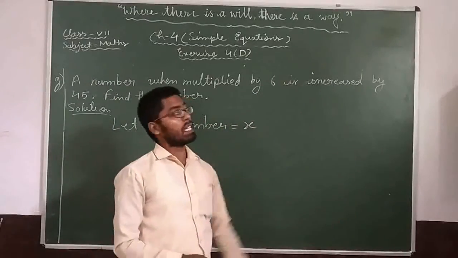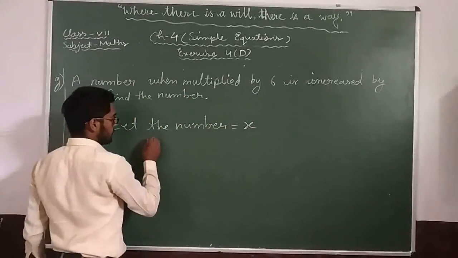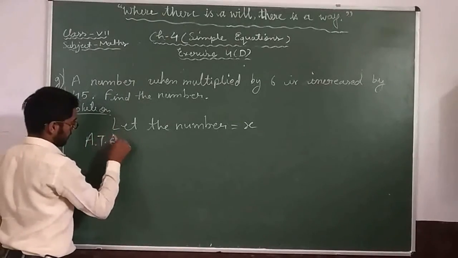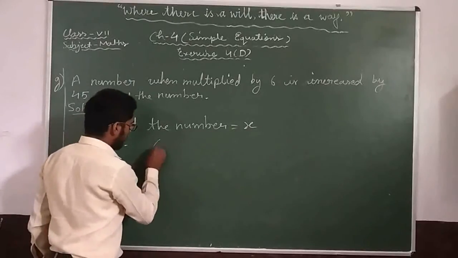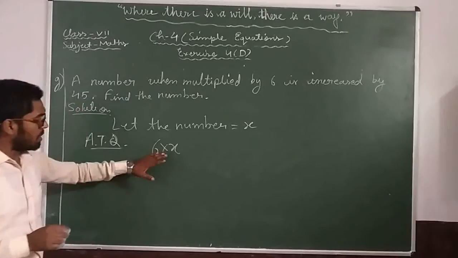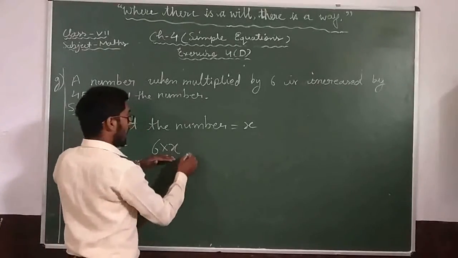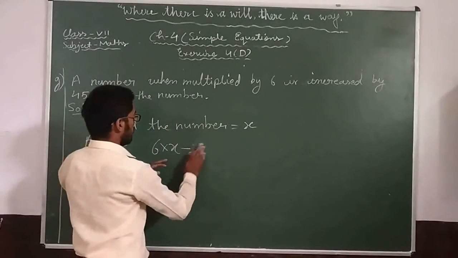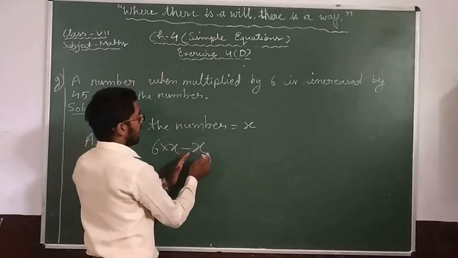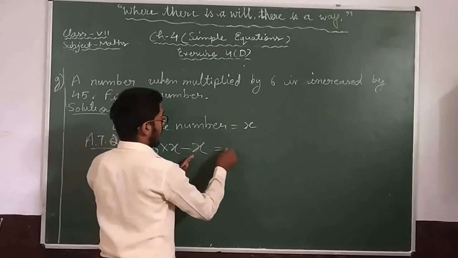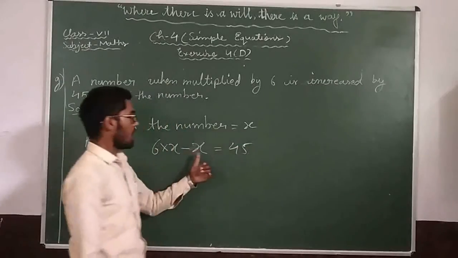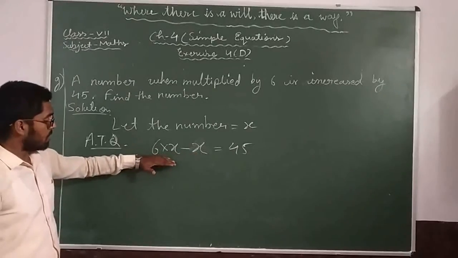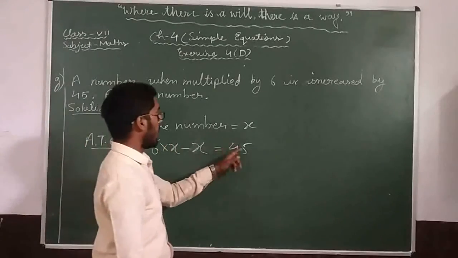Okay. And when it is multiplied by 6. According to the question, when you multiply the number by 6, it will be increased by the original number, and how much? That is 45. Now, see here. When you multiply a number by 6, it will be increased by 45.